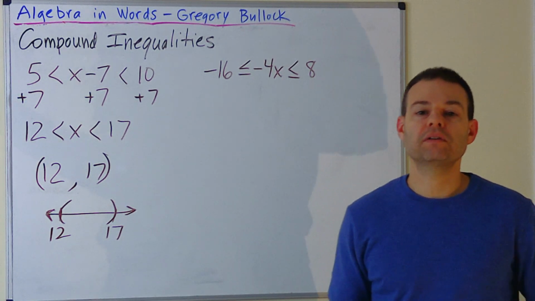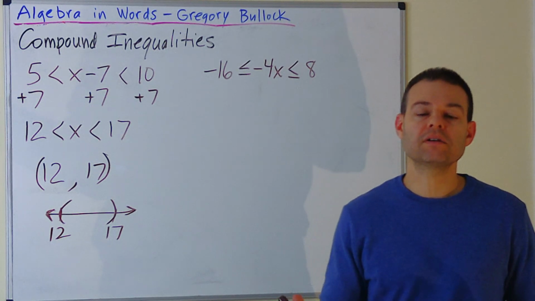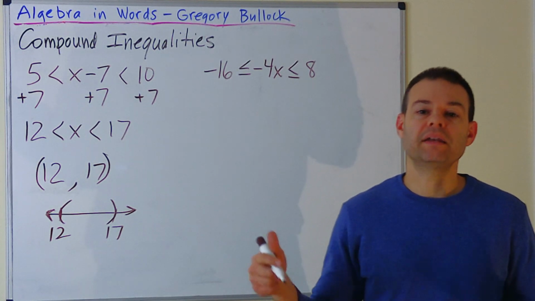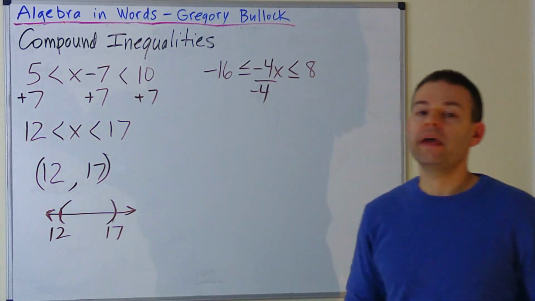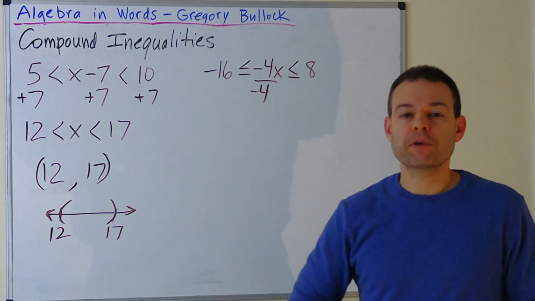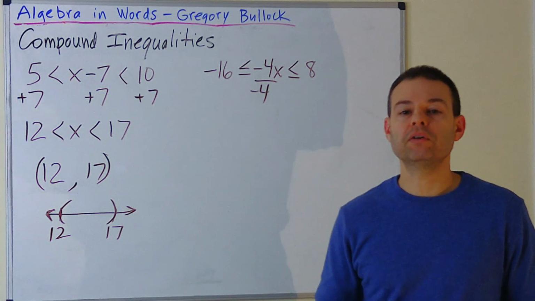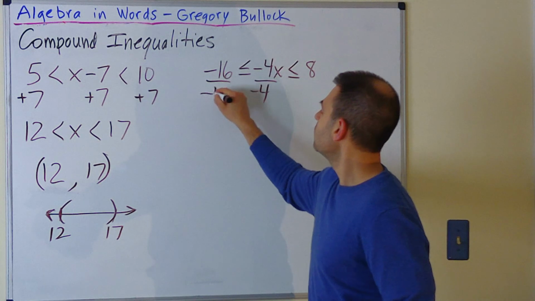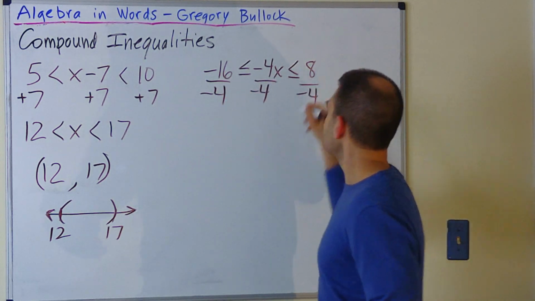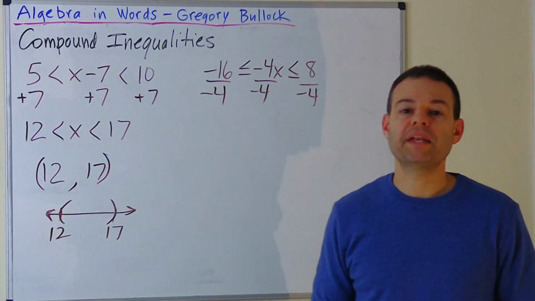So how do we convert negative 4x to get x? Divide that by negative 4. And when solving a three-part inequality, what you do to the middle, you do the same to the left and the right. So we're going to divide the left and the right by negative 4.